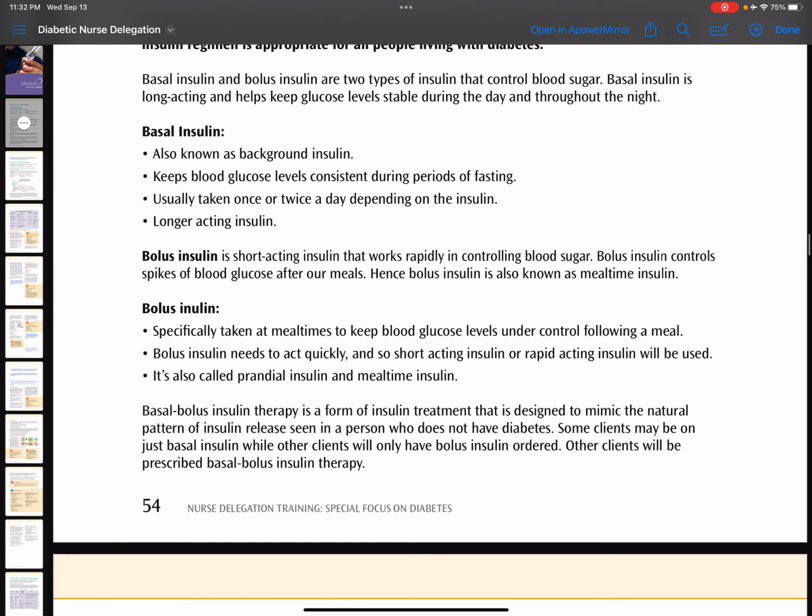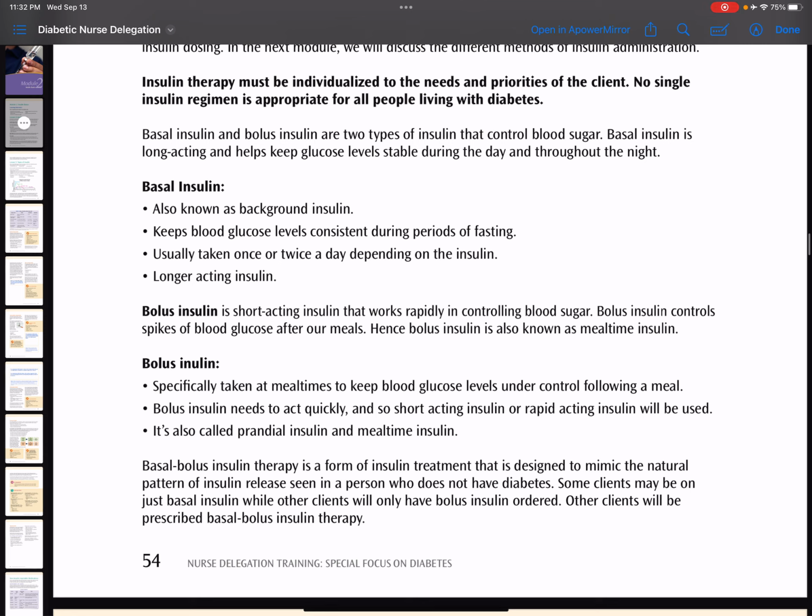Let's talk about basal insulin. Basal insulin is long-acting and helps keep glucose levels stable during the day and throughout the night. Also known as the background insulin, it keeps blood glucose levels consistent during periods of fasting, usually taken once or twice a day depending on the insulin, and it is a long-acting insulin.